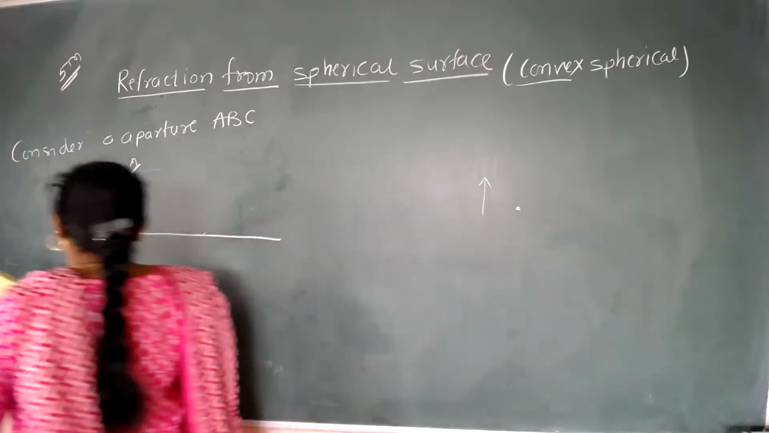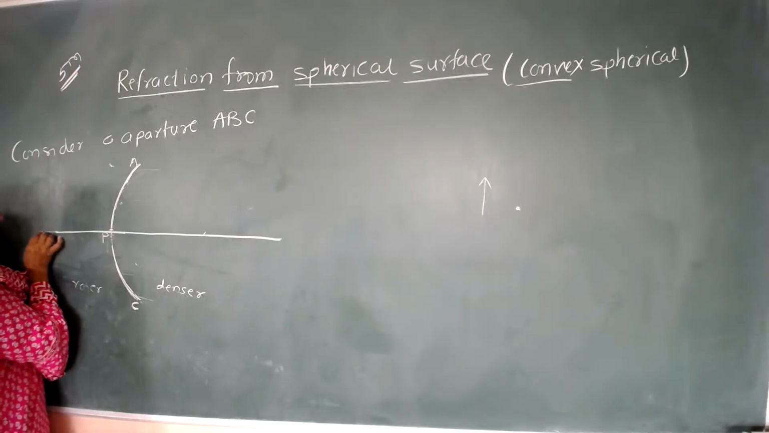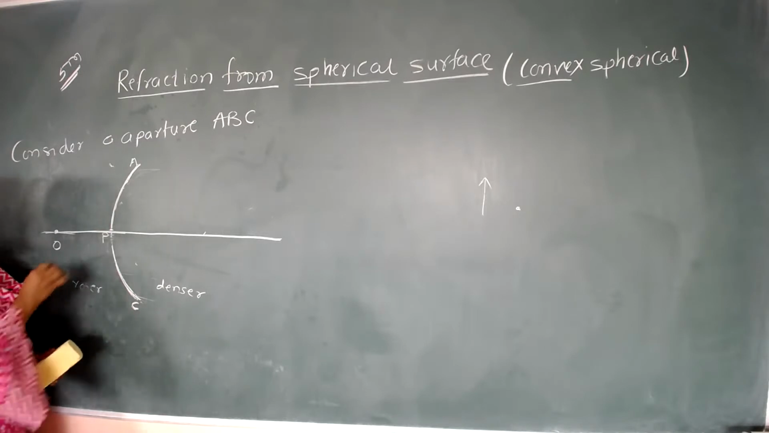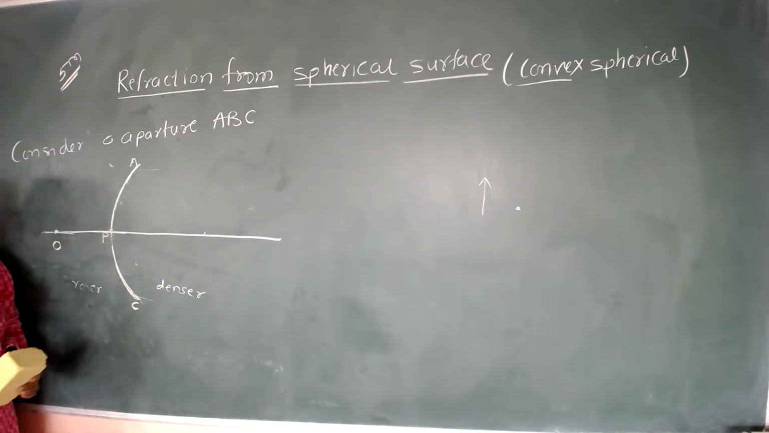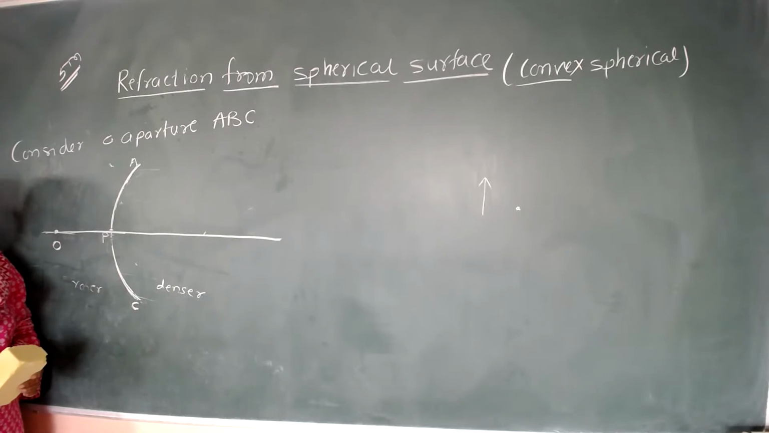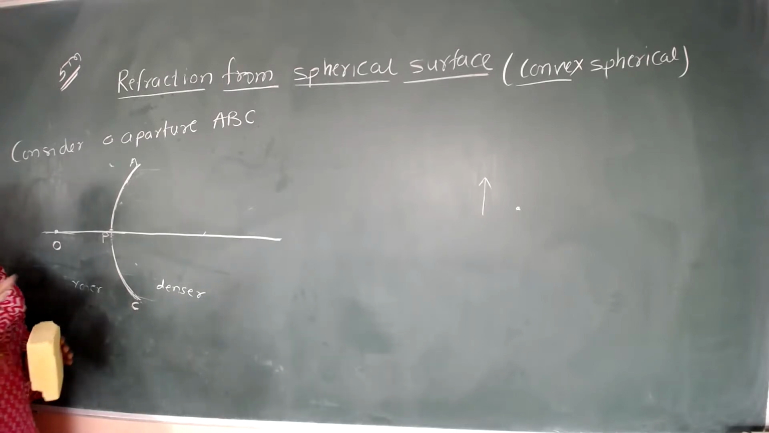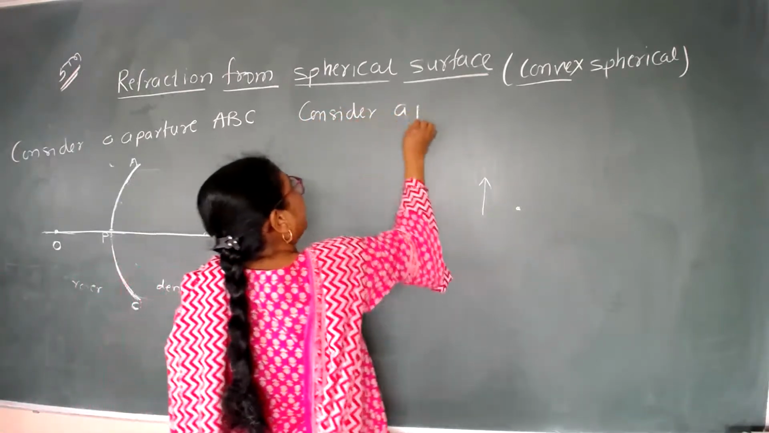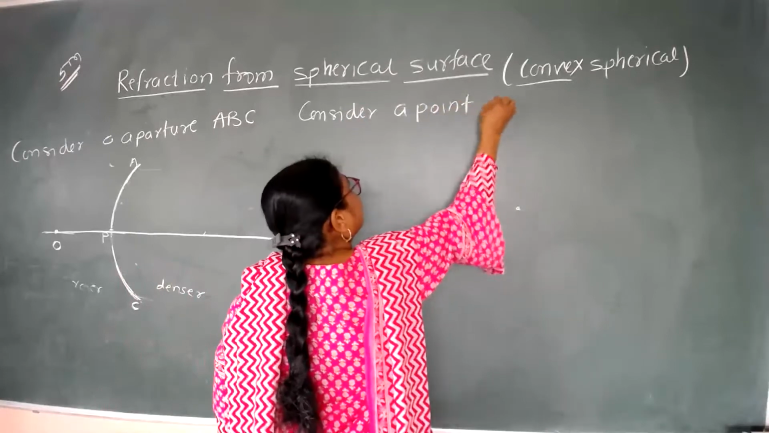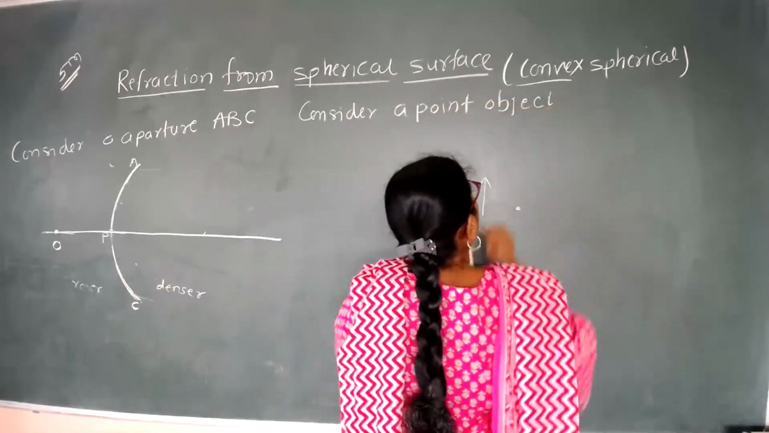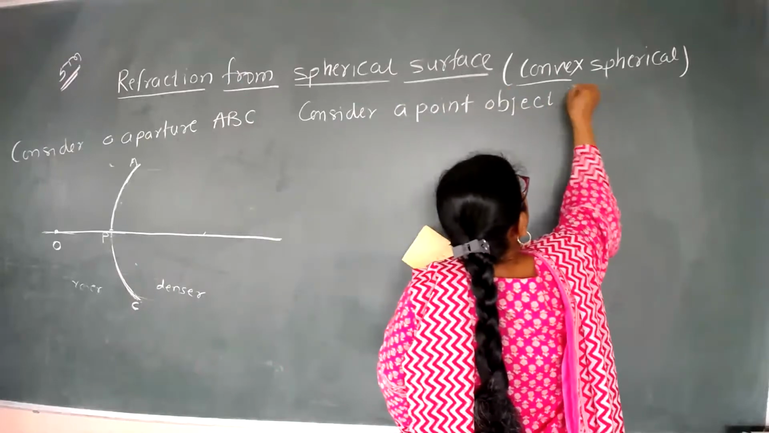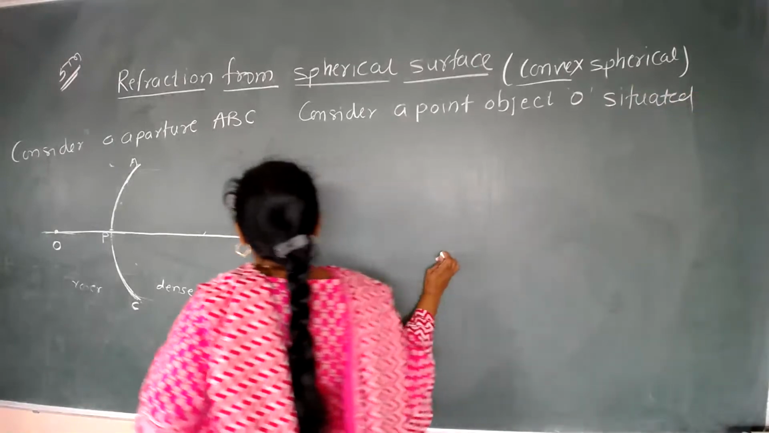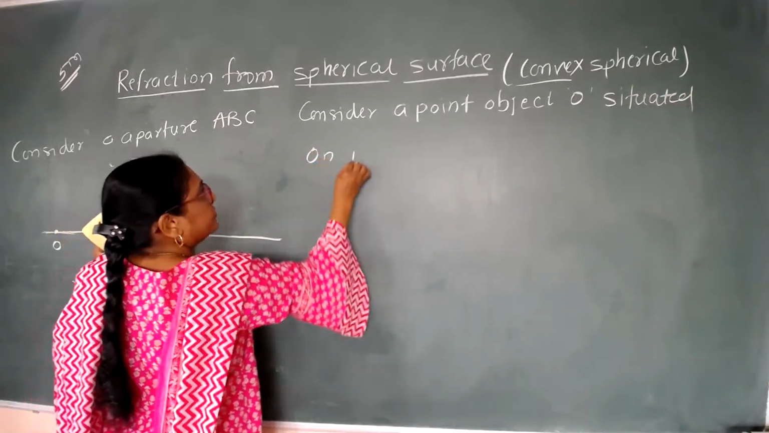So suppose O is the point object. Where is it situated? It is situated in the air medium, which means this O is a luminous object. So here we can write: consider a point object O situated on the principal axis.